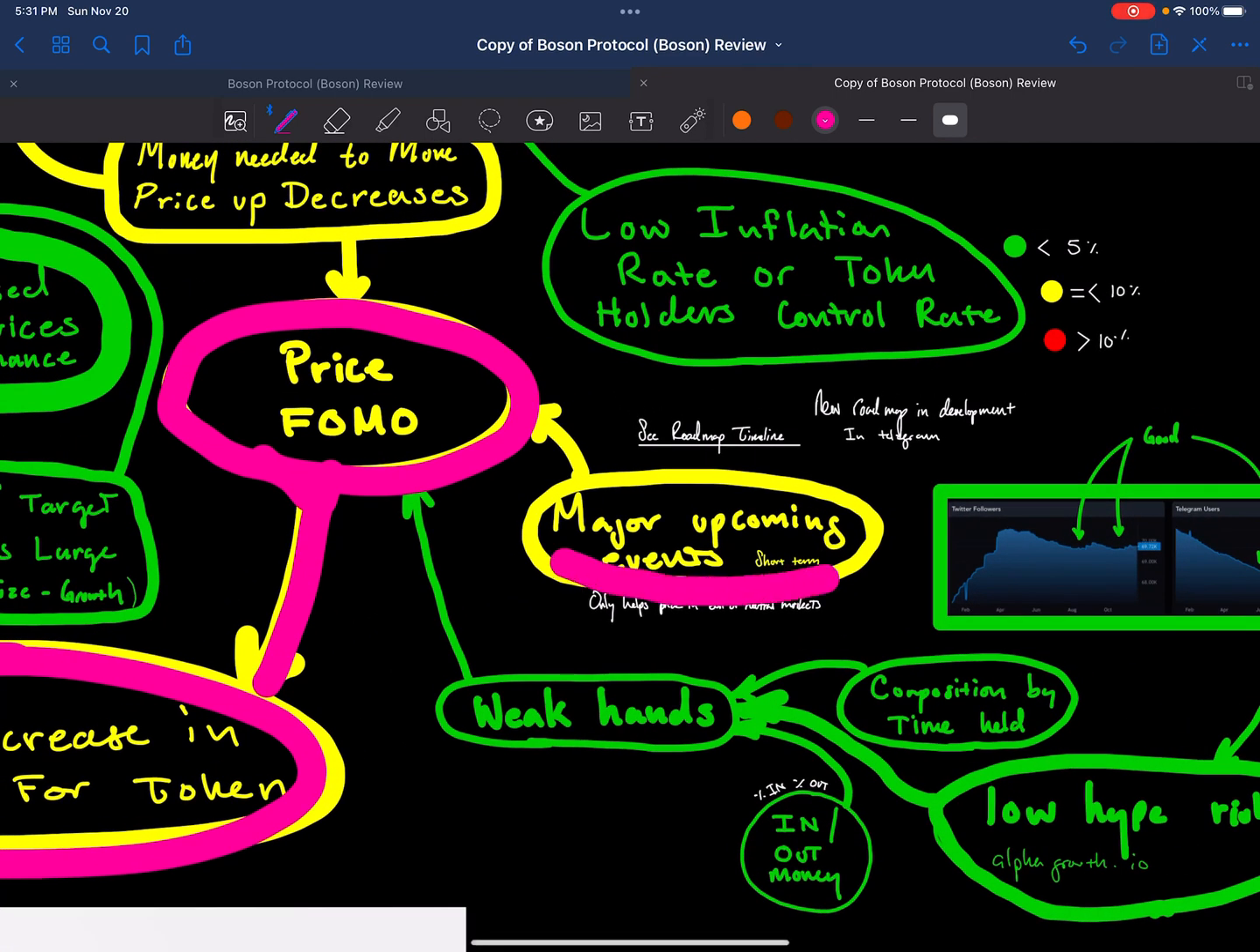Major upcoming events, the timeline, the roadmap is expected to come out soon. I read through their Telegram, and that's what I could find.